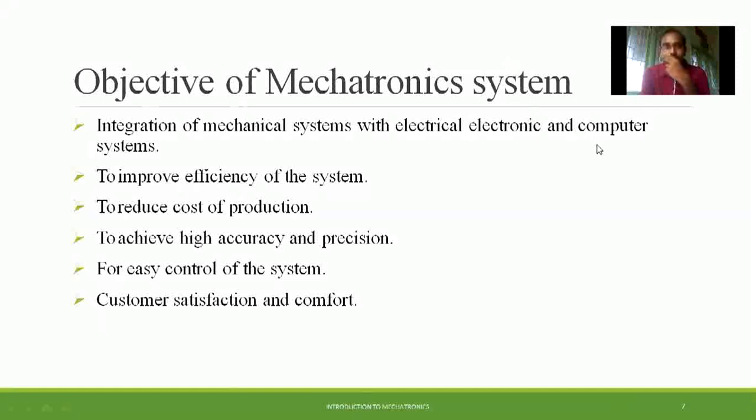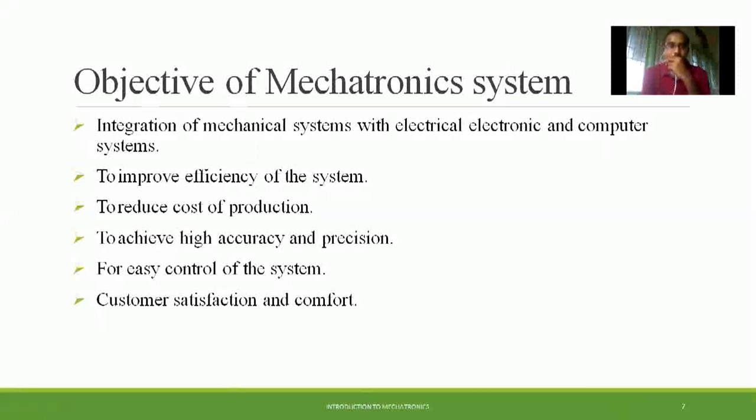Here, under the guidance of these computer systems, the entire activities of the actuators will work in the mechanical systems, and the electrical activity also will be compensated with respect to the program given by the computer systems. This is the integrated concept of mechanical, electrical, and computer systems. That is a major objective of the mechatronic system.